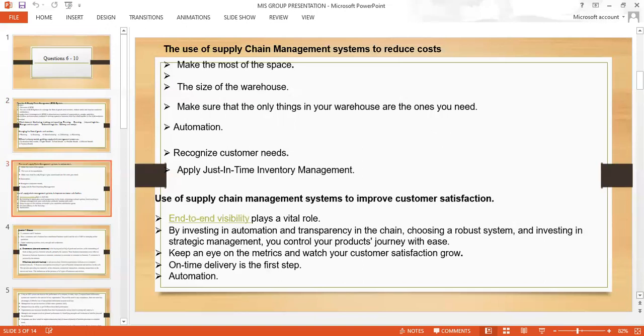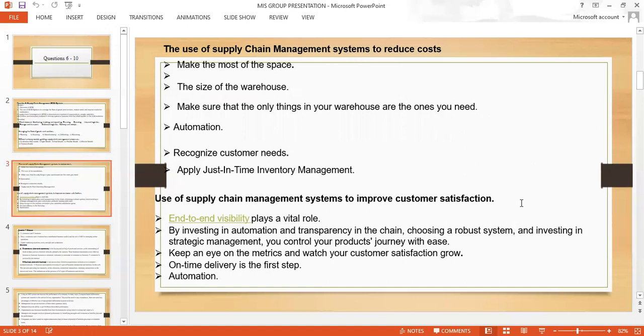Then automation, if you really need it, you apply it to improve supply chain management to satisfy the customer needs. Keep the procurement simple. Make sure your procurement process is efficient. Then the last part of the equation is the use of supply management systems to improve customer satisfaction.